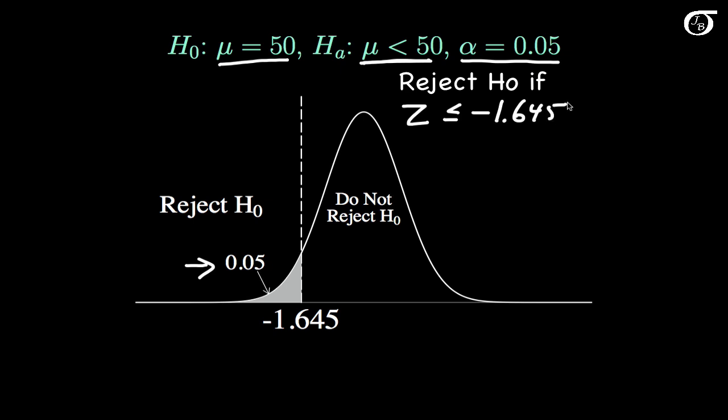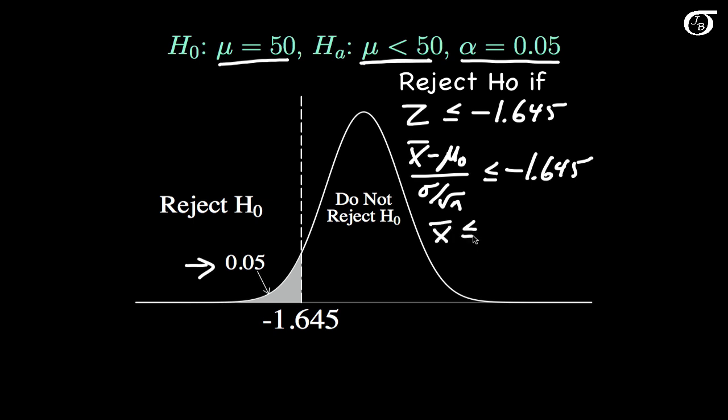I'm now going to re-express that rejection region in terms of the sample mean x bar, because that will help us visualize a few things later on. Our z-test statistic is x bar minus mu naught over sigma over the square root of n. And we're going to be rejecting the null hypothesis if that is less than or equal to minus 1.645. Using a little algebra to isolate x bar, we'd see that we reject the null hypothesis if x bar is less than or equal to mu naught plus sigma over the square root of n times minus 1.645.